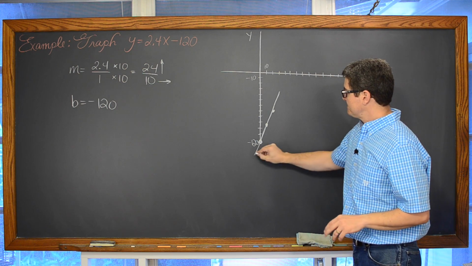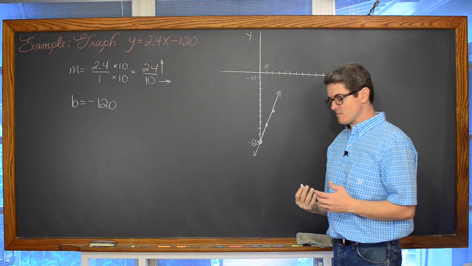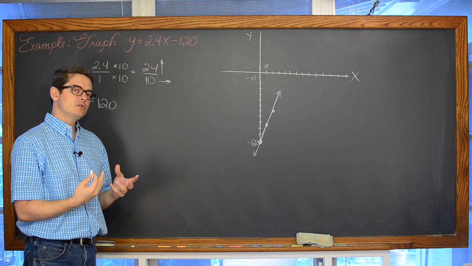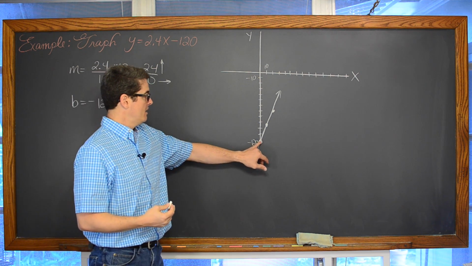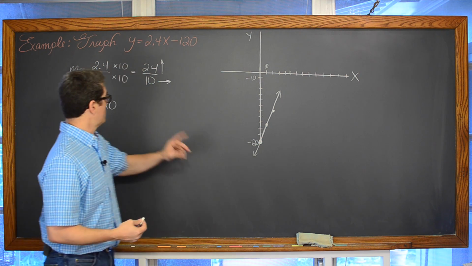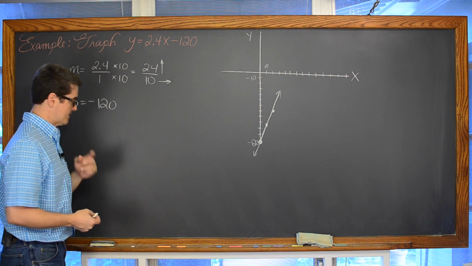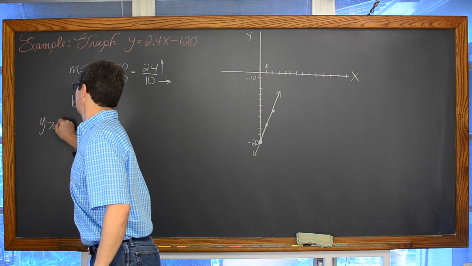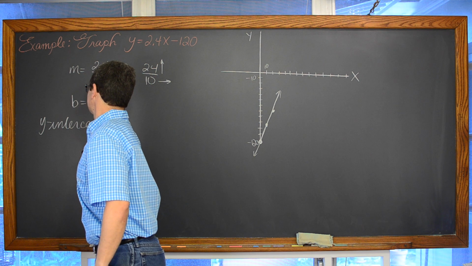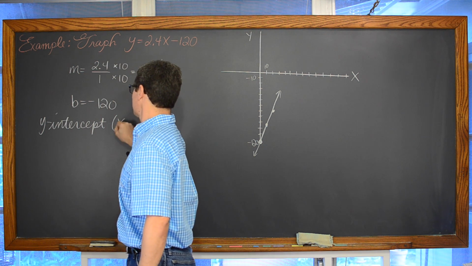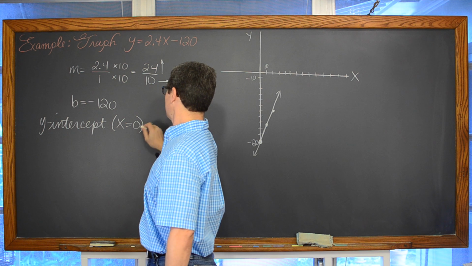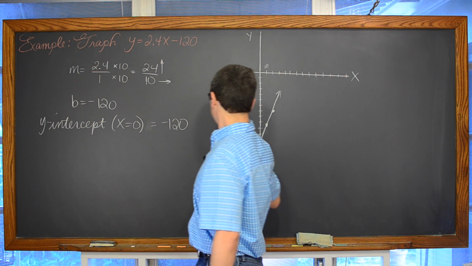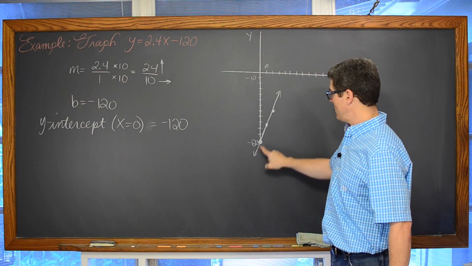this. Now, because of the scale of this problem, these values, I think it might be a little bit easier to graph this using x and y intercepts instead of a y-intercept and a slope, where we'd graph the y-intercept first and then just do what the slope said. So we already know what the y-intercept is. You find that by letting x equal 0, and that y-intercept is equal to negative 120. And we have that point already on the y-axis.